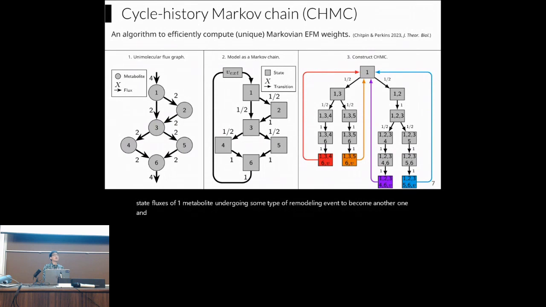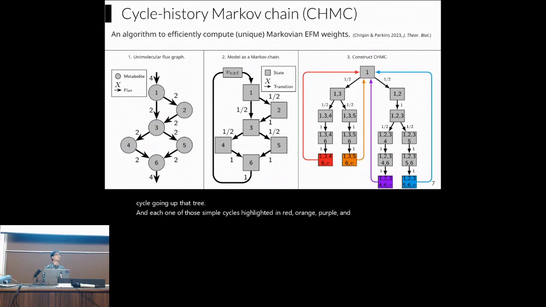And by expanding our notion of state to not just be a single metabolite, but a sequence of metabolites, we constructed what we call the cycle history Markov chain, which allows us to very explicitly keep track of these metabolite movements on its way to completing a simple cycle going up that tree. And each one of those simple cycles highlighted in red, orange, purple, and blue, well, they correspond to a given EFM. And so in order to extend this framework to atomic EFMs, it's actually rather simple.